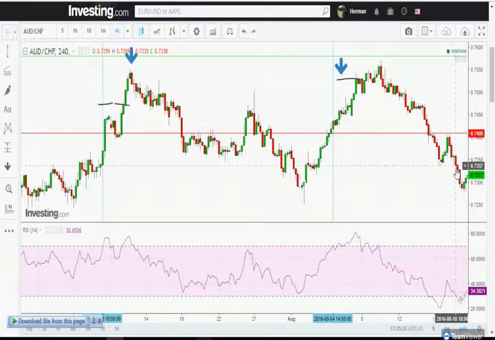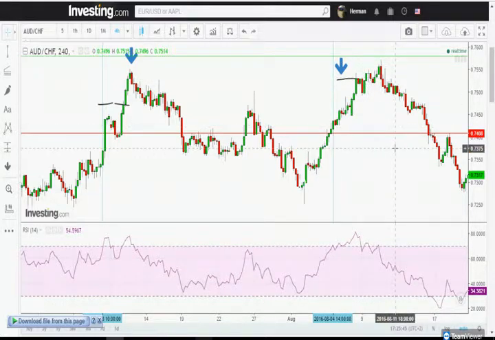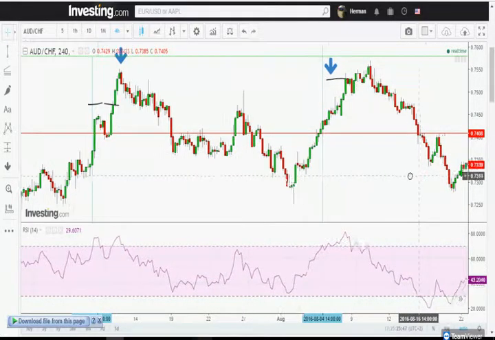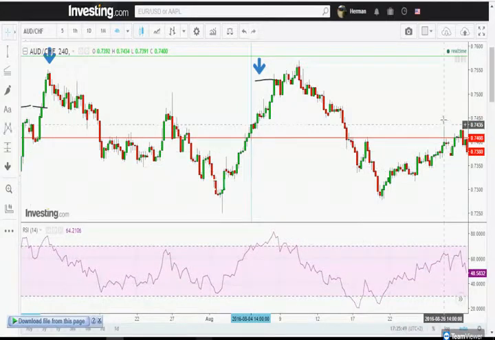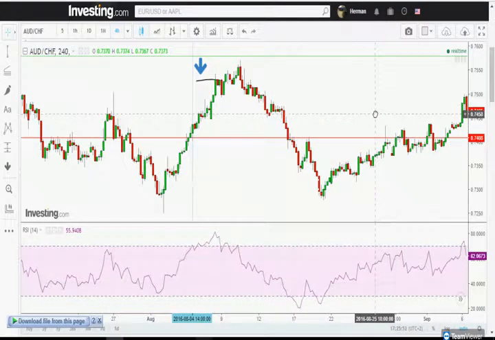Then it tried to give us a signal here. But still we would not enter this one. Why? Because it did come back to that level and retest. So we want a trade where the market just passes and doesn't come back. These ones are very dangerous. Although they can be profitable, they are very dangerous.